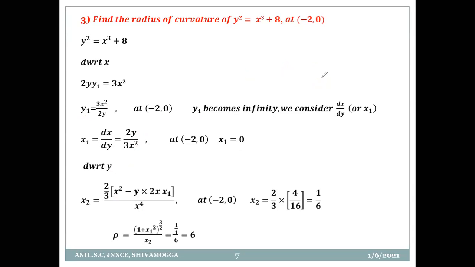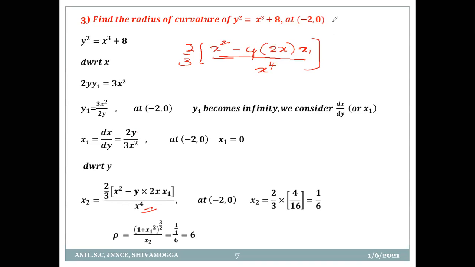2 by 3 is a constant. We keep that constant as it is, 2 by 3. Denominator, that is x square, into the derivative of numerator. The derivative of y with respect to y is 1. Minus numerator y into the derivative of the denominator x square, which is 2x, into the derivative of this x, which is x1. The derivative of x with respect to y is dx by dy, that is x1. Whole divided by denominator square. X square whole square is x power 4. That's what I have written here.